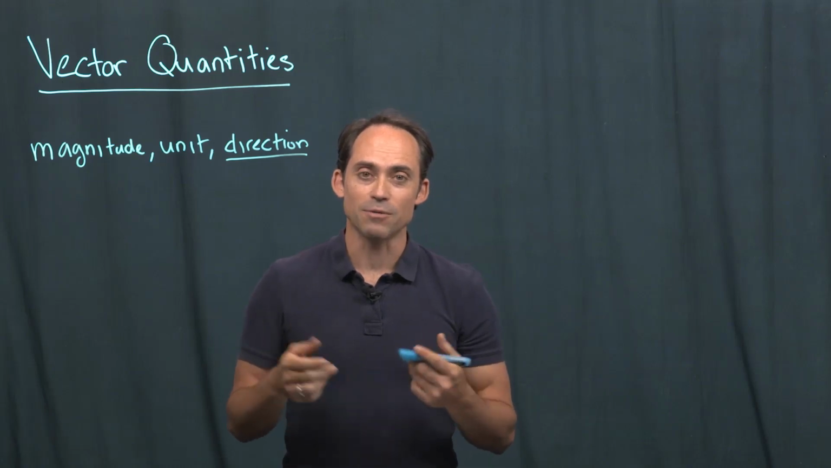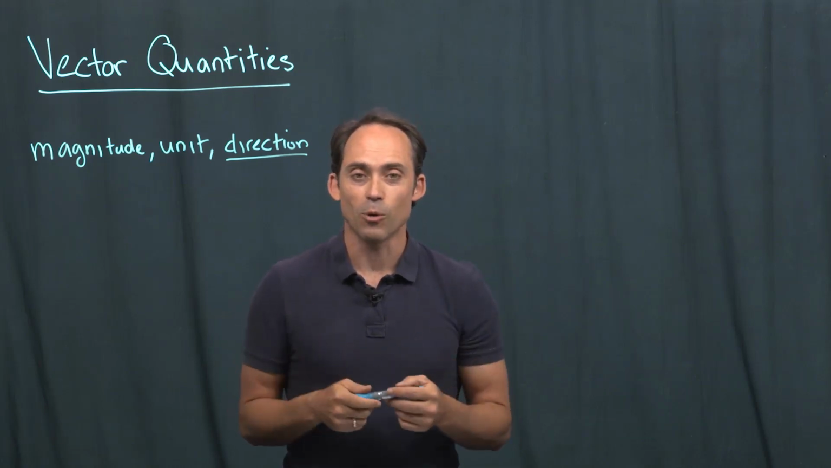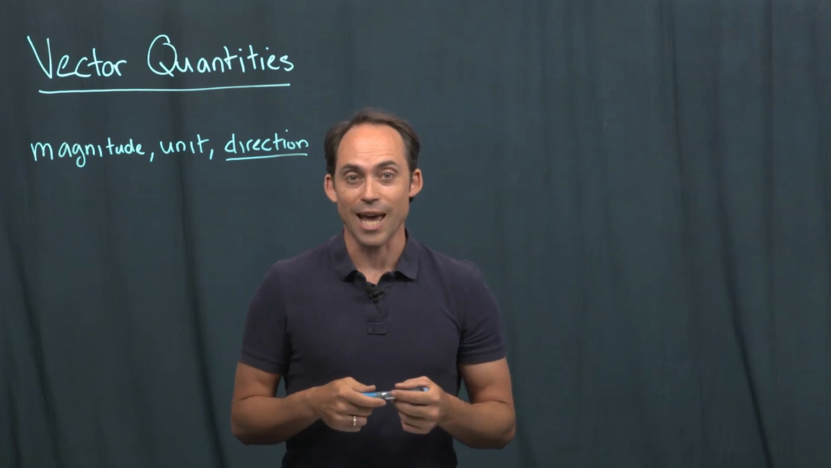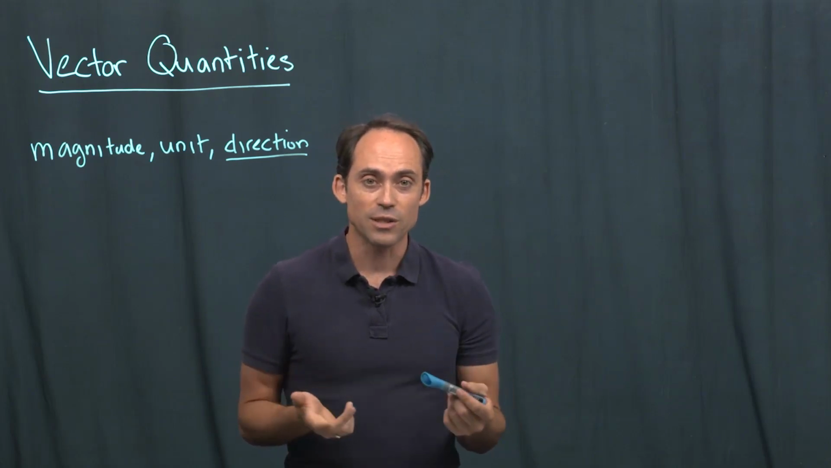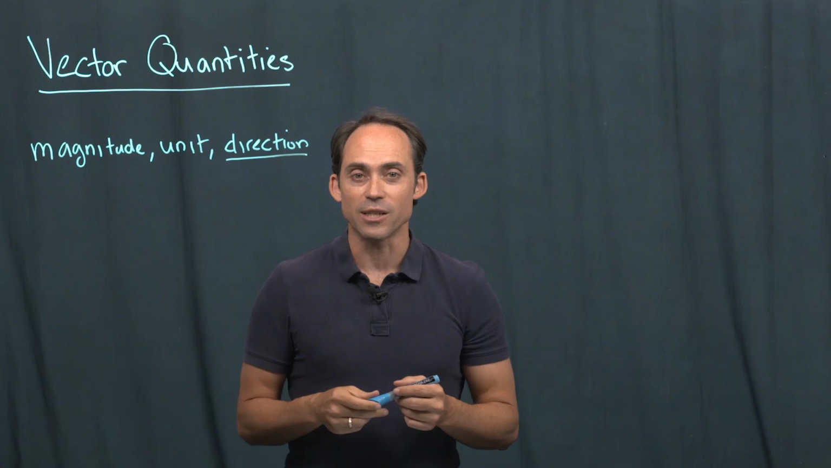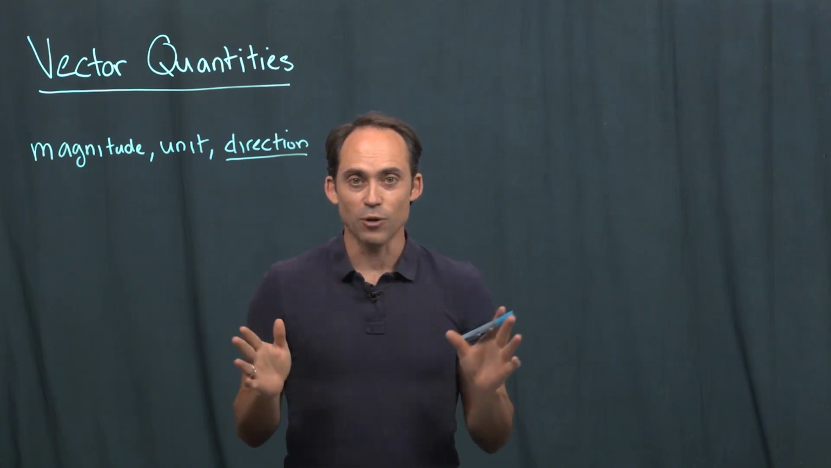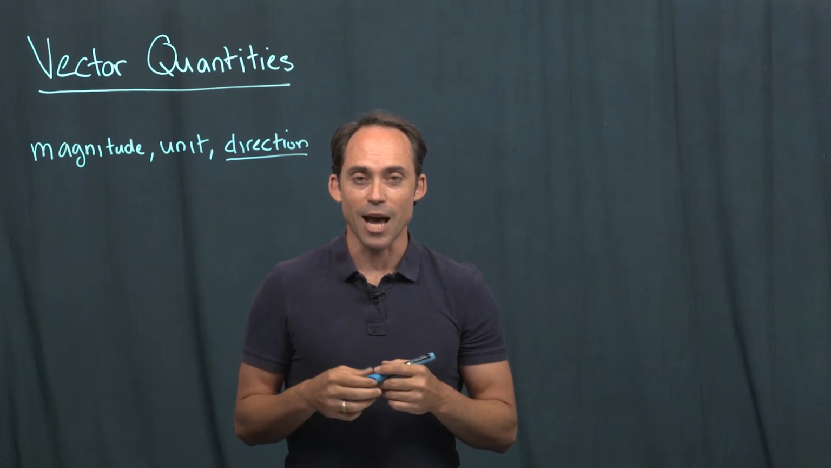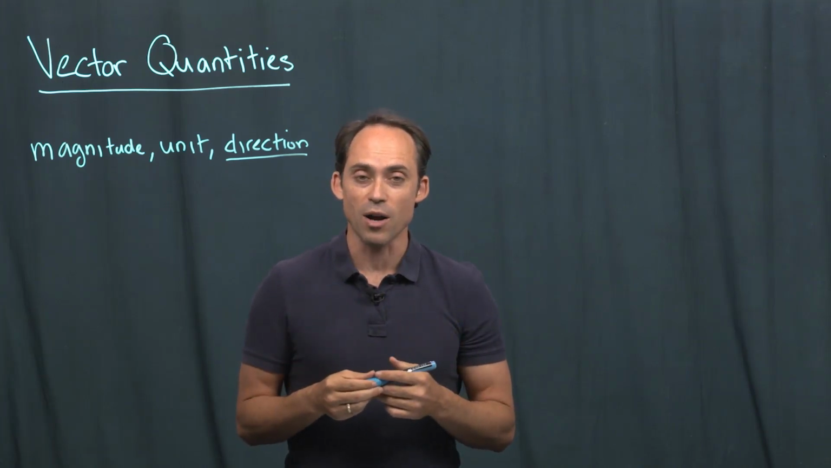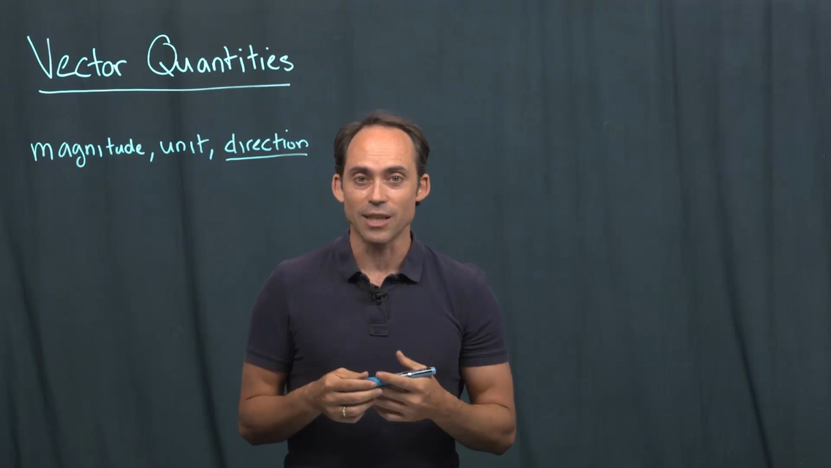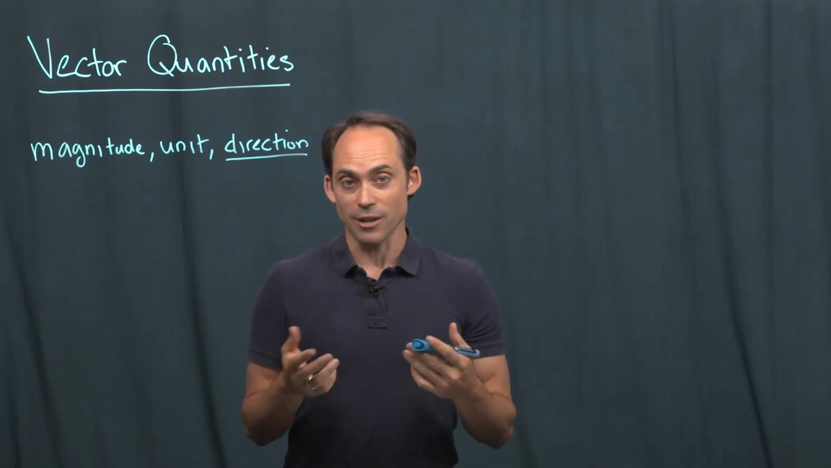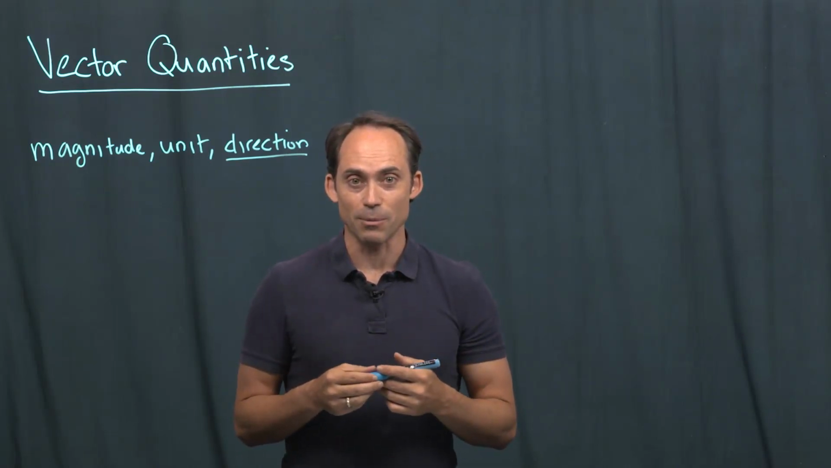Some examples of this are velocity, where you want to know both the speed of an object and in which way it's moving, forces, momentum. There's all sorts of vector quantities that we're going to be talking about in this class. The overview of this lecture: we're going to talk about how you actually write down vector quantities, both symbolically, graphically, and numerically. How do we actually write them down on a piece of paper?